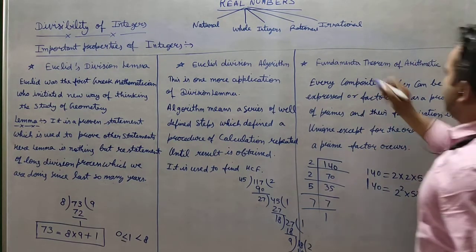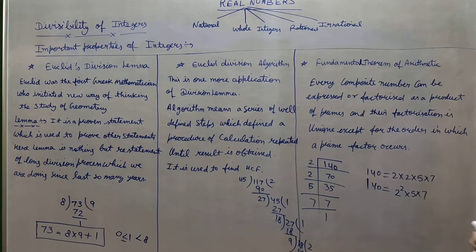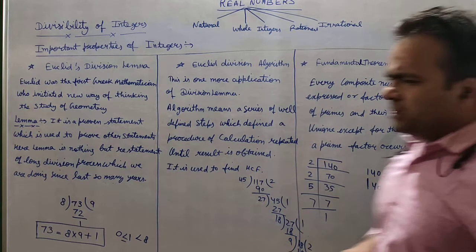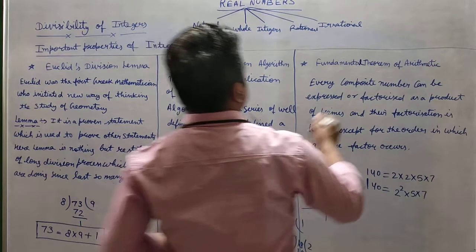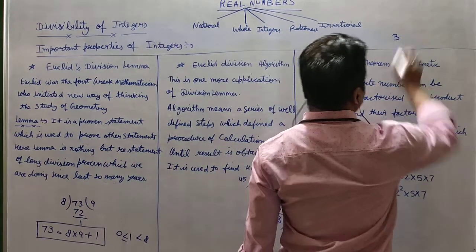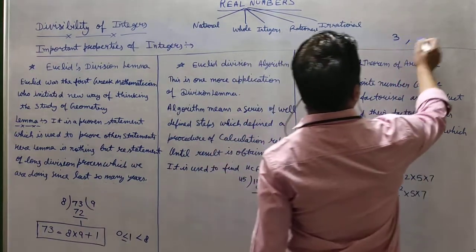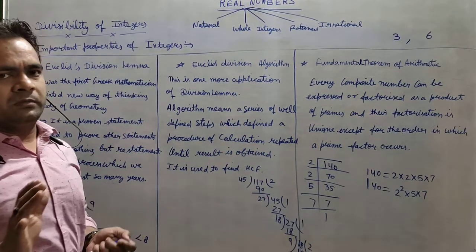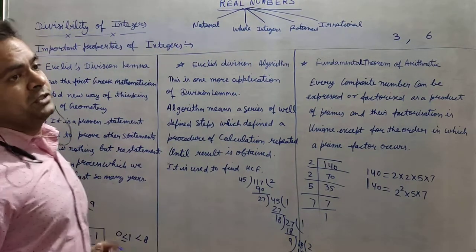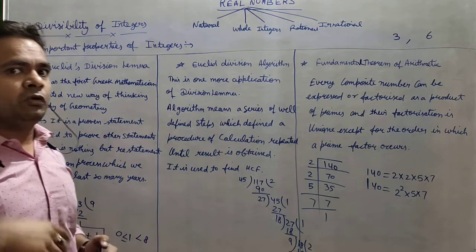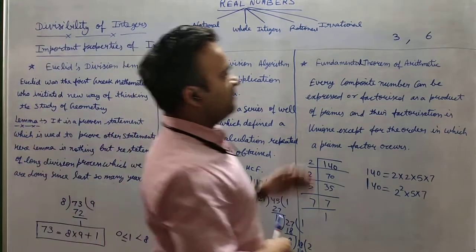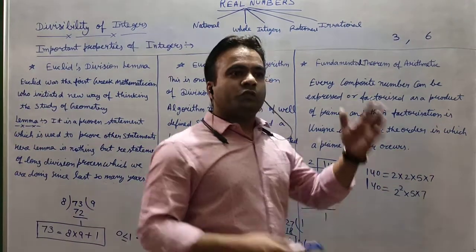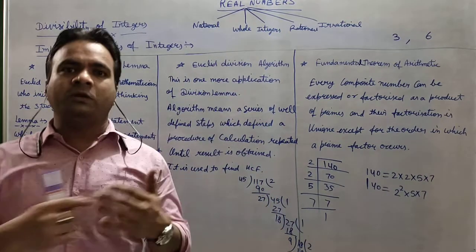Now, the fundamental theorem of arithmetic, the third property. The third property is very simple. Suppose I have written a number 3, or one number I have written 6. This thing we know very well, but they have written it in the form of a statement, because we know it but we are not able to define it properly.